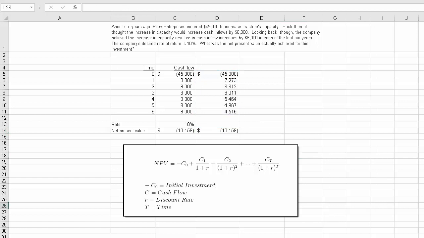All right, so that's just a quick illustration to show you how you would calculate this using Excel functions or just using the actual mathematical formulas and summing as you go. Okay? I hope you found that helpful.